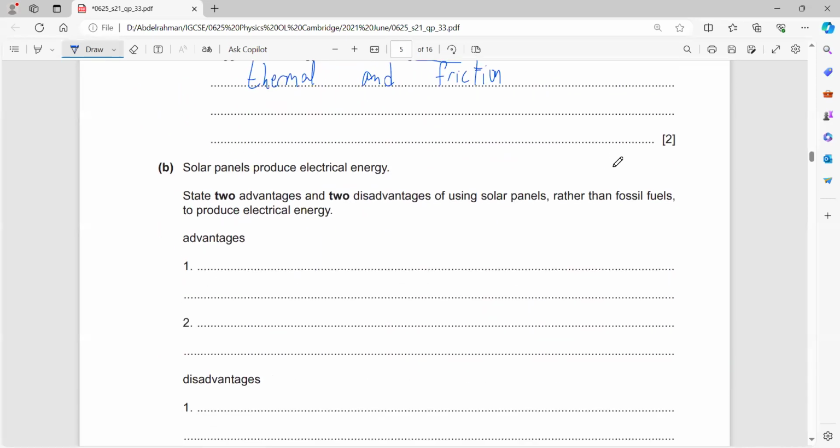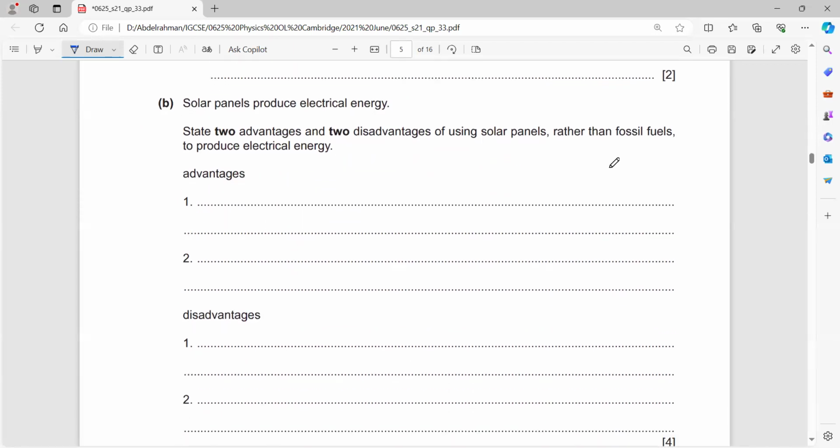Someone else could say that some of the energy is wasted as sound energy due to the vibration of the generator. It could be correct. I'm just stating the obvious.